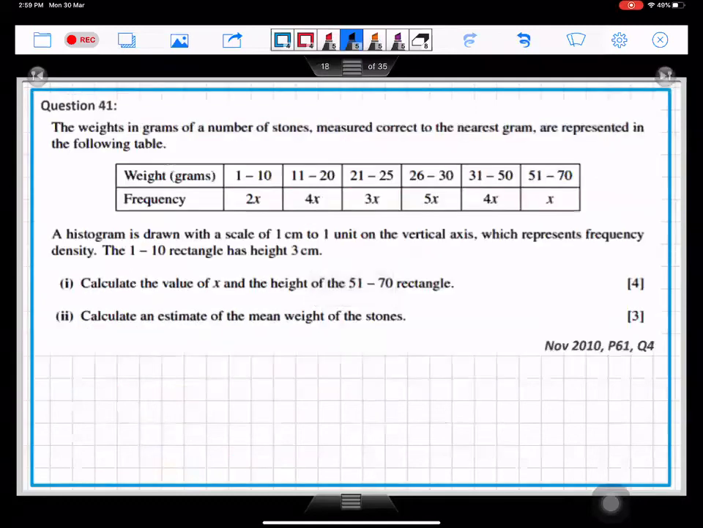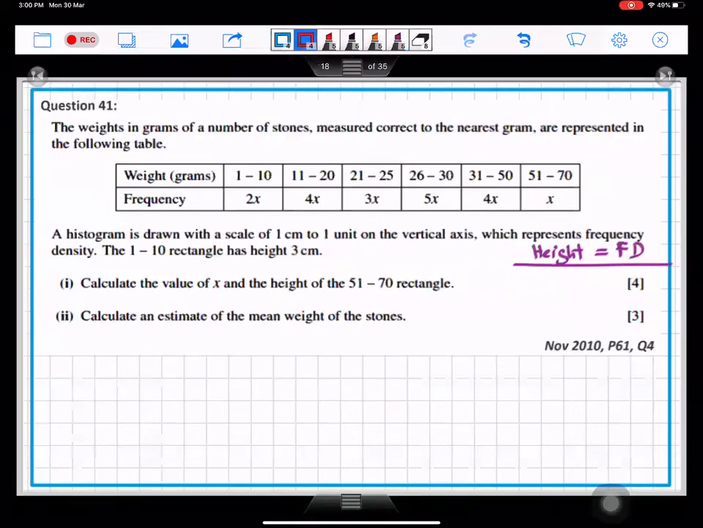Last question for today. The weights in grams of a number of stones, measured correctly to the nearest gram, are represented in the following table. A histogram is drawn with a scale of 1 centimeter equals 1 unit. That means the height is the same thing as frequency density. So keep that in mind. On the vertical axis, which represents frequency density, the 1 to 10 rectangle has a height of 3 centimeters.